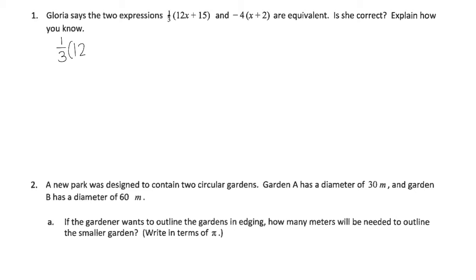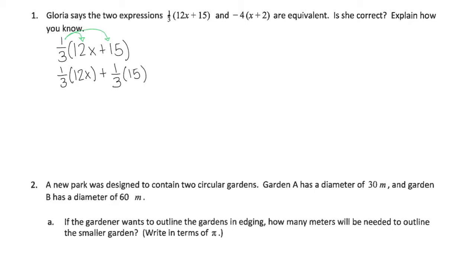times (12x + 15). Now, to turn it into standard form, I need to use the distributive property. The distributive property is when I'm going to take 1/3 and multiply it by 12x and take 1/3 and multiply it by positive 15. So when I write this out as an addition problem, I'm going to have 1/3 times 12x plus 1/3 times 15.